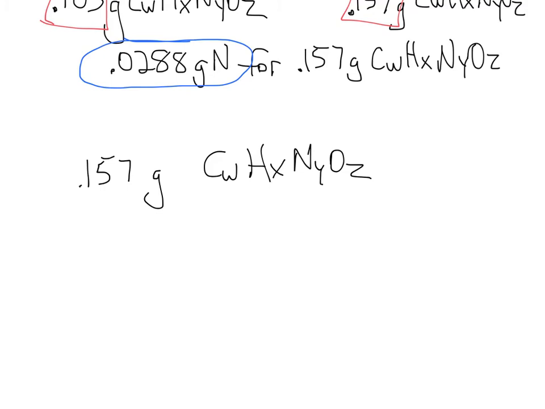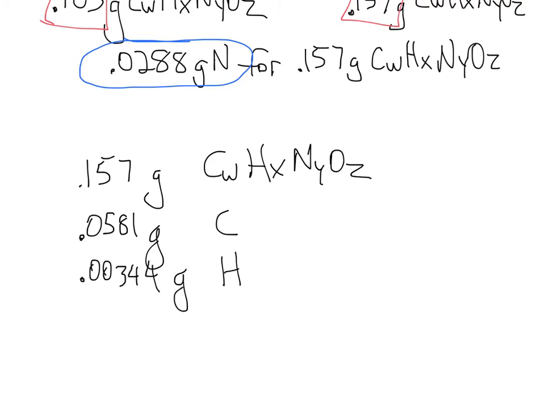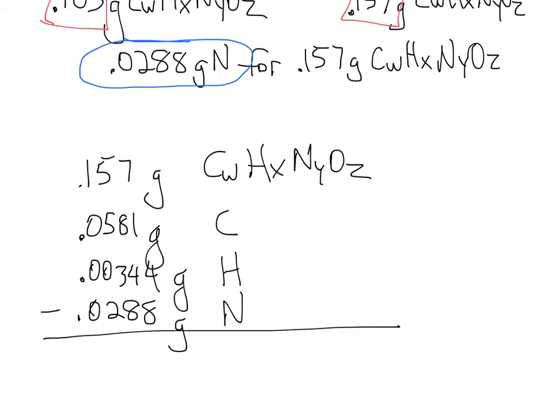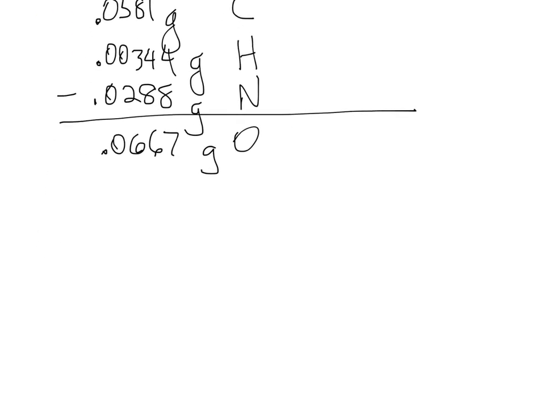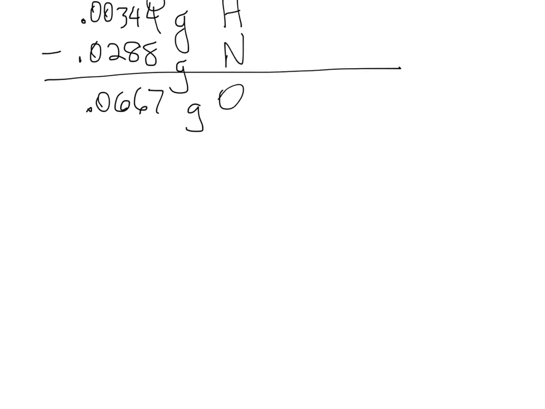and we know that within that compound we also have 0.0581 grams of just carbon, 0.00344 grams of just hydrogen, and 0.0288 grams of just nitrogen. The only element that we haven't found the mass of yet would be the oxygen, so just subtract to get the mass of the oxygen. And it works out to be 0.066666. Well, I'm going to round it to 0.0667.